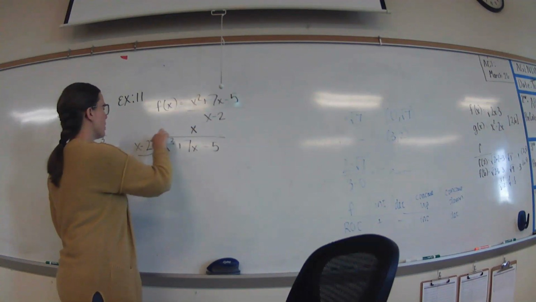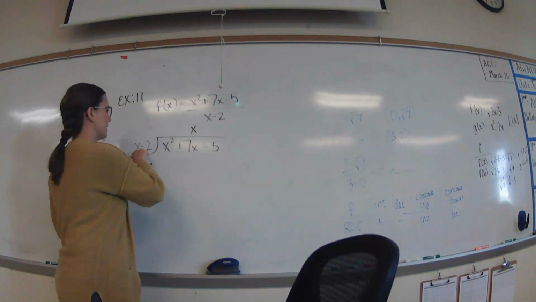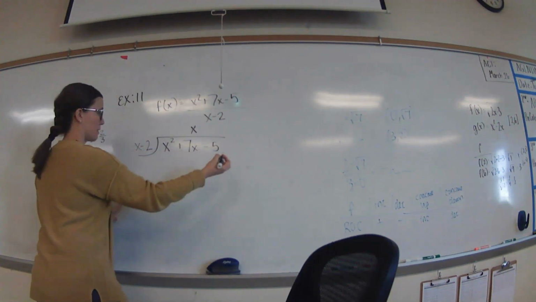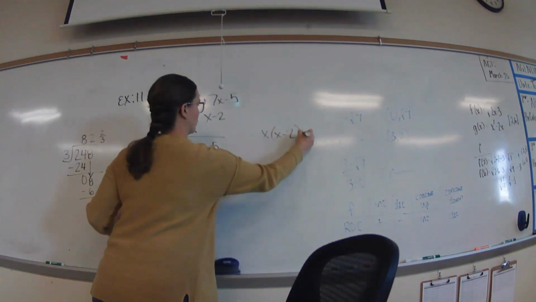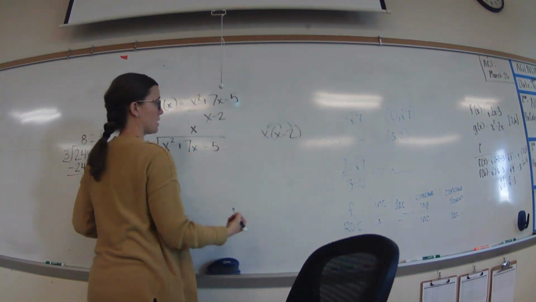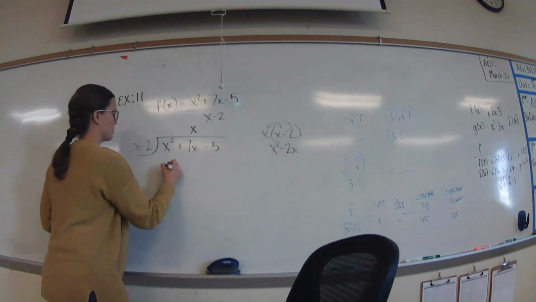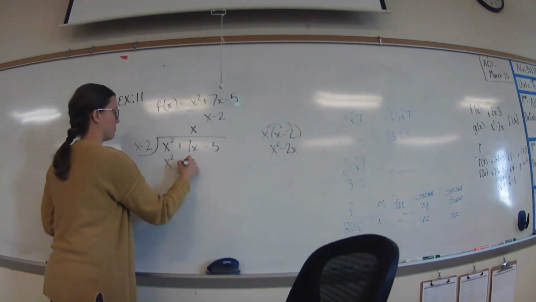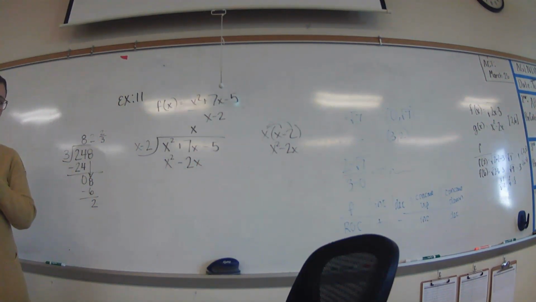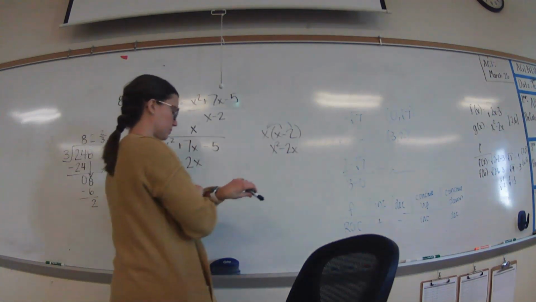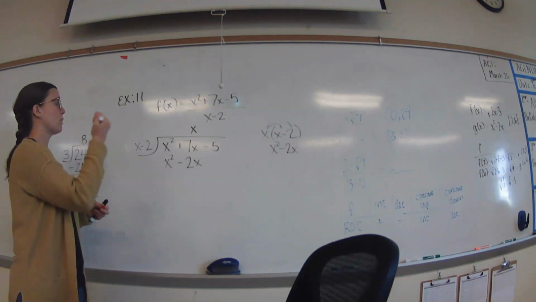And then I need to multiply this by x minus 2. So I'm doing x times x minus 2, which means I'm going to have to distribute right here. So I will get x squared minus 2x. So I'll get x squared minus 2x right there. Everybody with me there? All right. Then you are going to subtract.